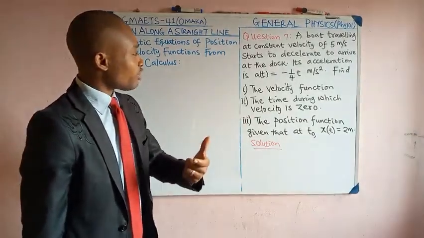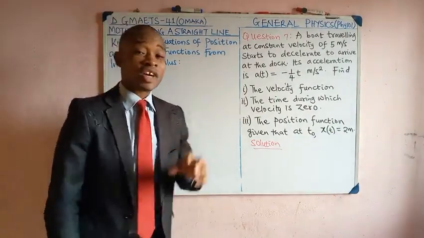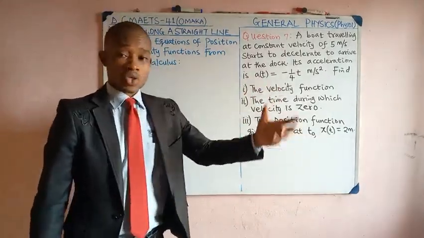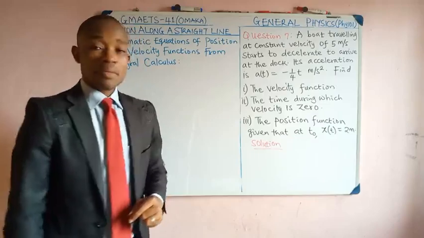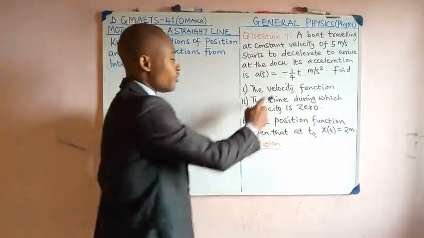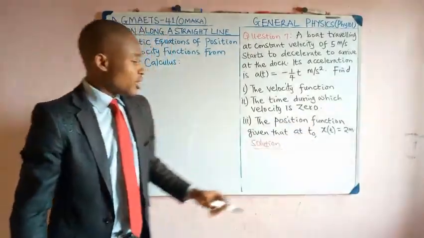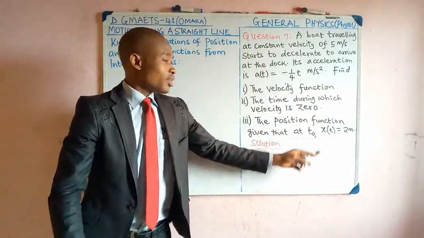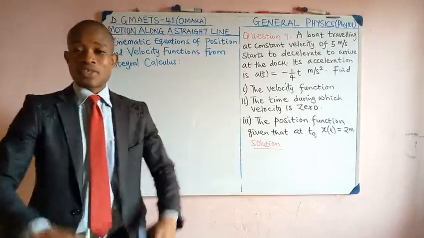A boat traveling at a constant velocity of 5 meters per second starts to decelerate to arrive at the dock. Its acceleration, a of t, that is acceleration as a function of time, equals minus 1 over 4 t meters per square second. We are required to find the velocity function, the time during which velocity is 0, and of course the position function, given that at t = 0, x of t is equal to 2 meters. Let's solve this and see.